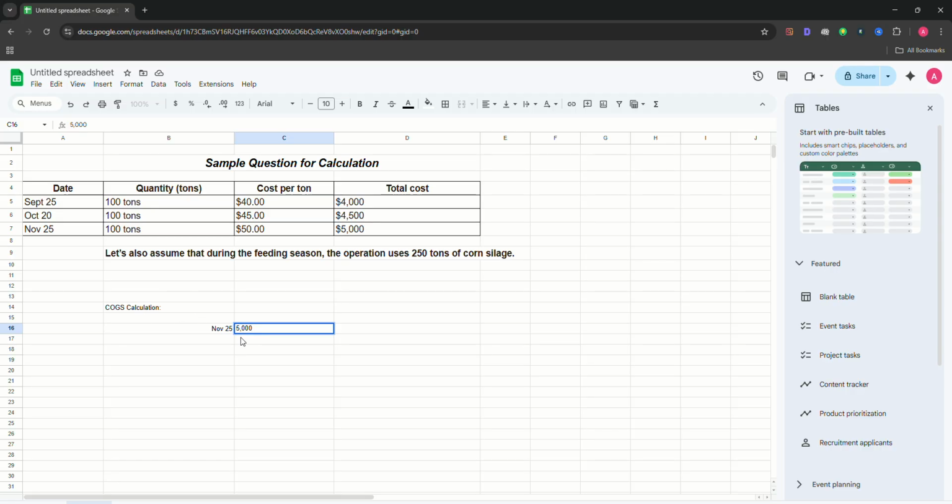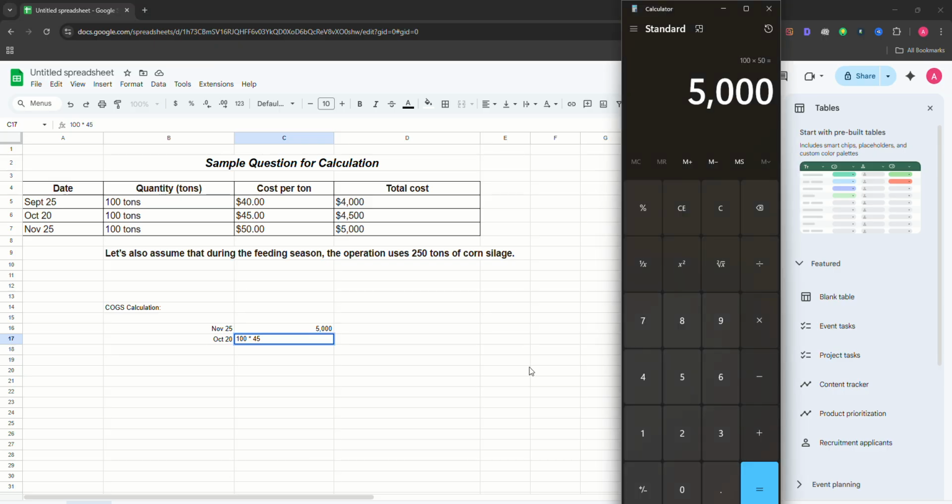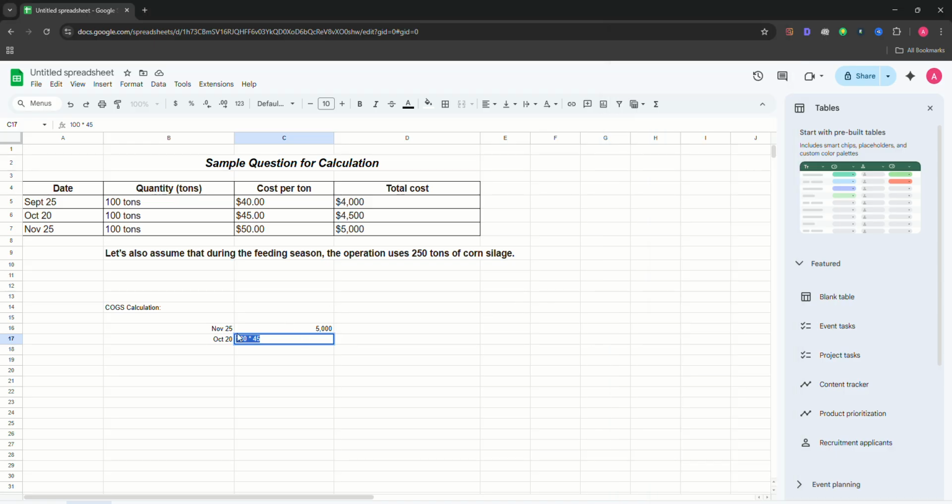So I'm going to first take 1000 tons from November 25 in the year, and then I'm going to take 100 tons from October 20. So 100 into 45, so 4500.